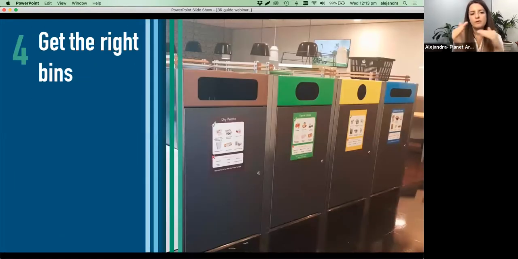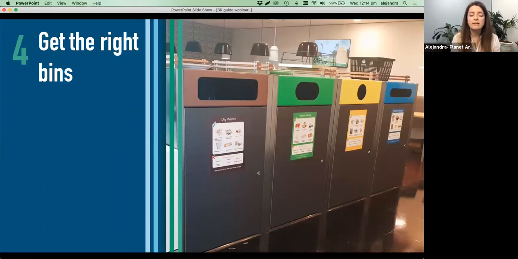Number 4, and from 4 to 7, these are the Rockstar recycling tips. And this is getting the right bins. And this is what I was talking about with removing bins from underneath your desk. It's really, really important to have the correct bins and that they are accessible to people.